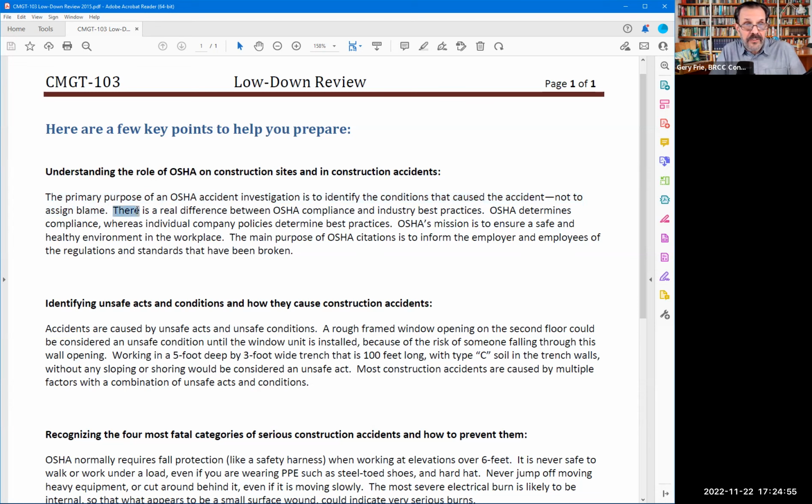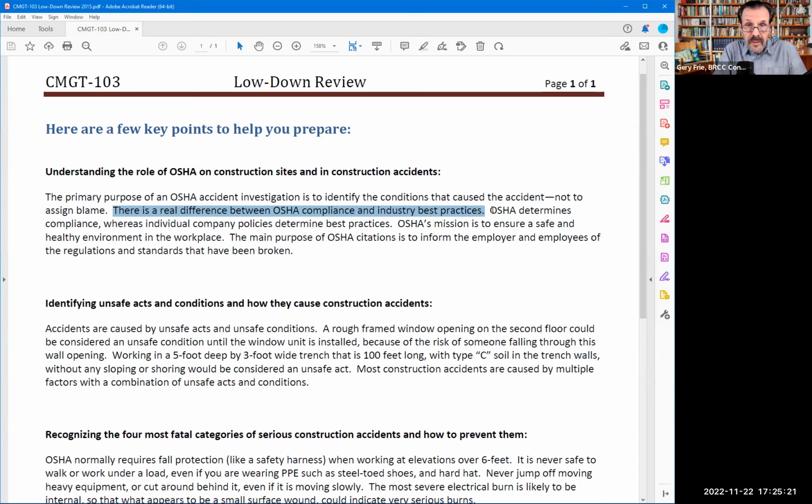The next line here says there is a real difference between OSHA compliance and industry best practices. We've talked about that a long time ago. When you're in compliance with OSHA standards, if you're following their minimum standards, these are considered the minimum, the least you can do. Whereas with industry best practices, sometimes that's all they do is meet those standards.